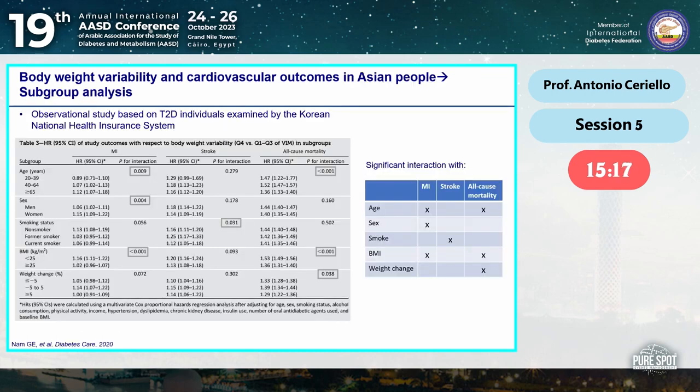What evidence do we have more specifically in diabetes? This study, published a few years ago, reported that body weight variability was found to be a very strong independent risk factor for cardiovascular disease in Asian people. Asian people have different characteristics from Caucasians, because the concept of obesity in Asian people is linked to a different BMI, for example. They are more slim, but are anyhow considered overweight.